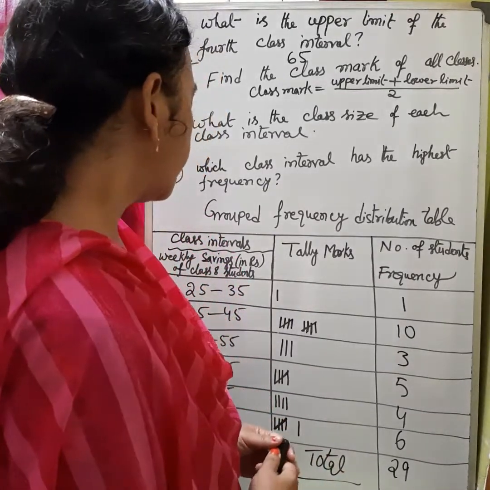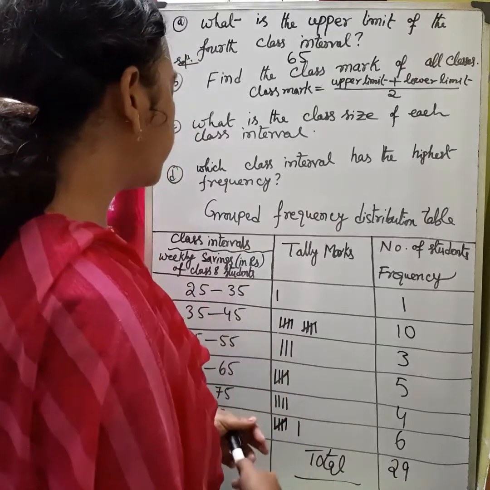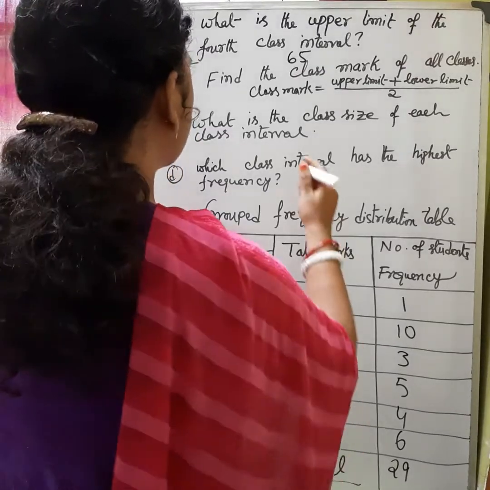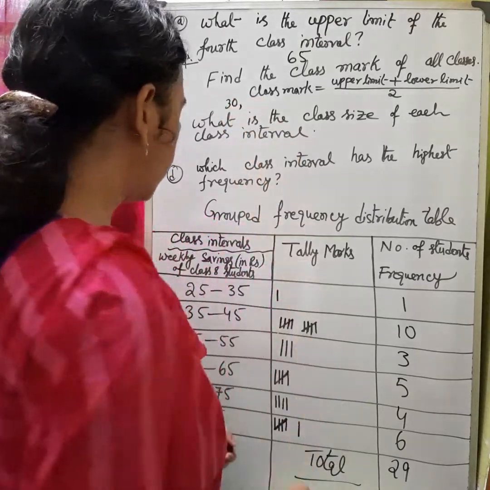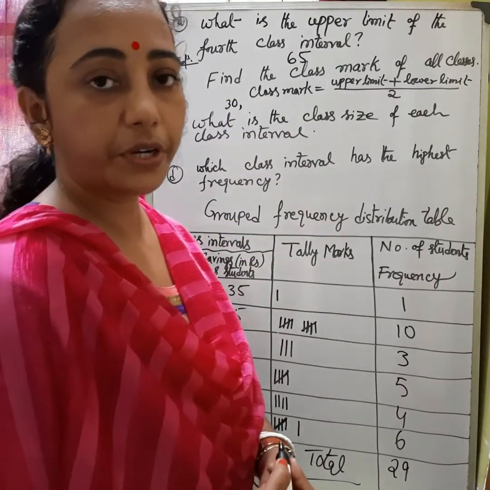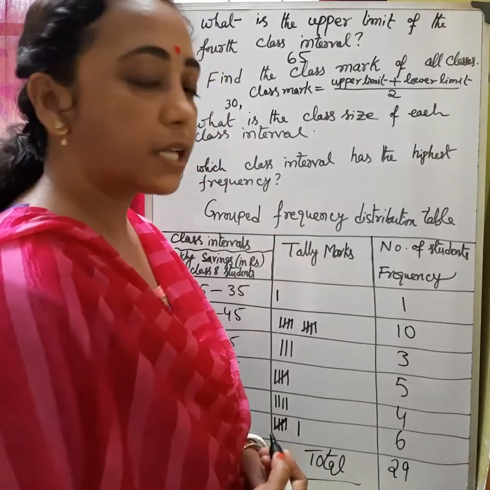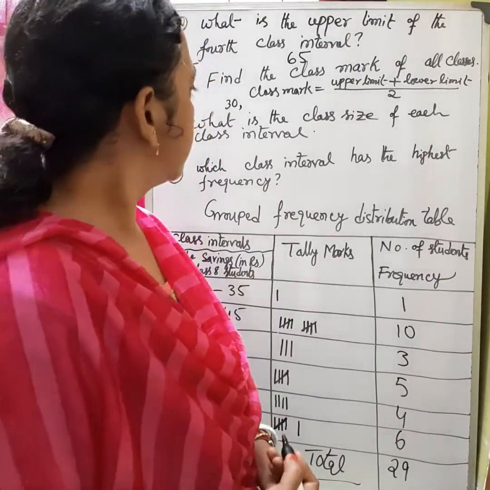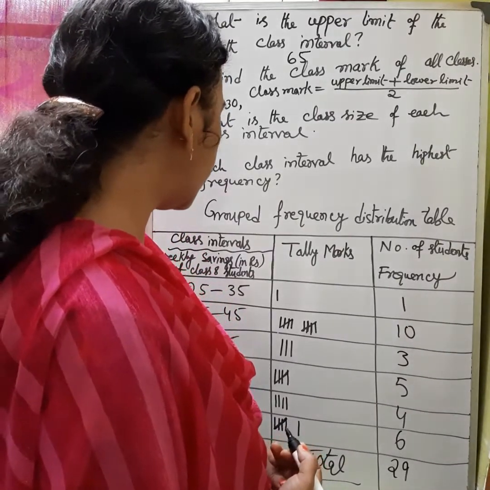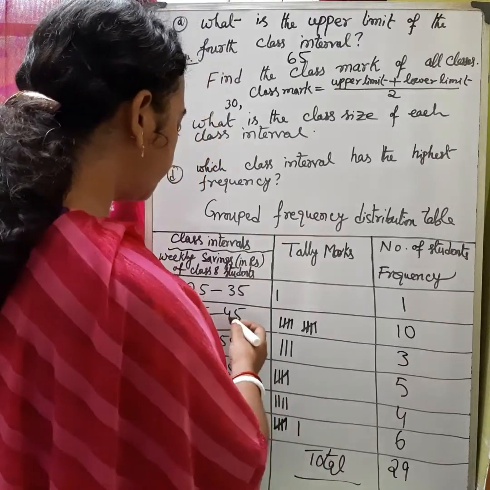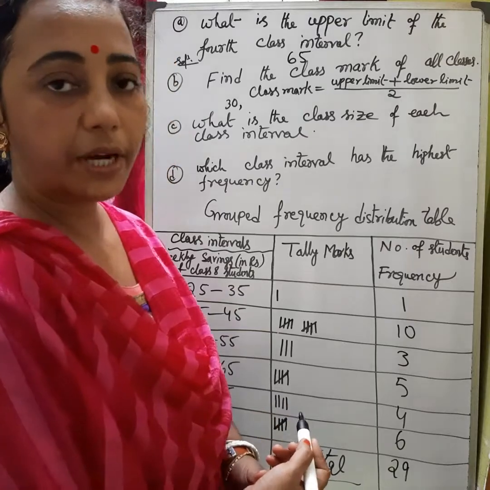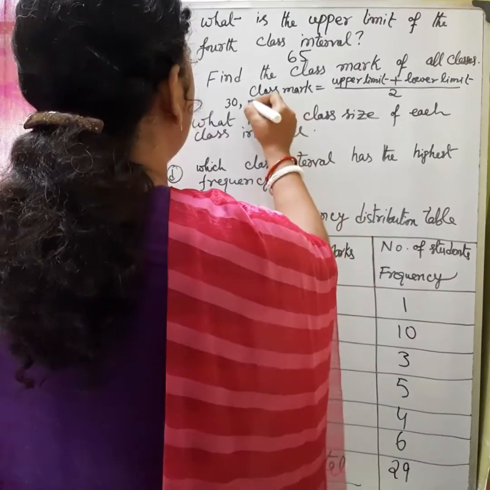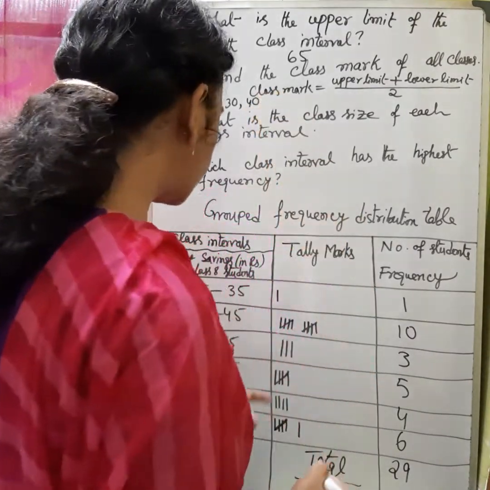So the mid value of the first class interval is 30, or we can say the class mark of the first class interval is 30. That is, when the class interval is from 25 to 35, the class mark will be 30. Similarly, for the second class interval 35 to 45, if we find the sum, we get 80. So 80 divided by 2, we get 40. So this is the mid value of this class interval.